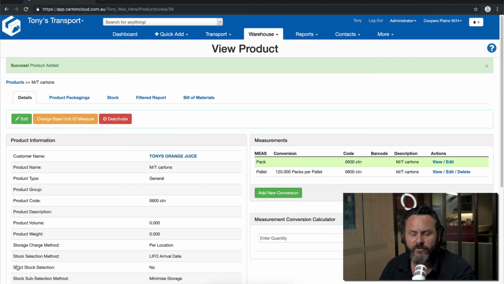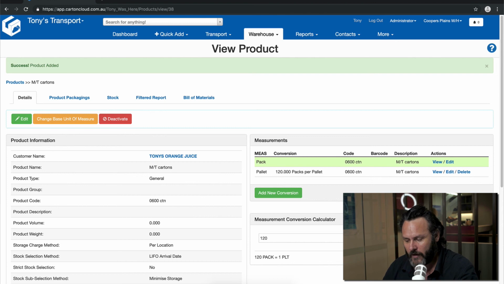What we then come to is the view product page. Now over here on the right hand side, we've put in a little measurement conversion calculator. Now what was happening is when you put in your first few products, you get a little bit antsy. Have I done it right? Do I know that I've got this conversion right? So what we can actually do is we can enter the quantity in here. So if I put in 120 packs and I hit the convert button, it actually tells me that 120 packs equals 1 pallet. So I know I've got it right.